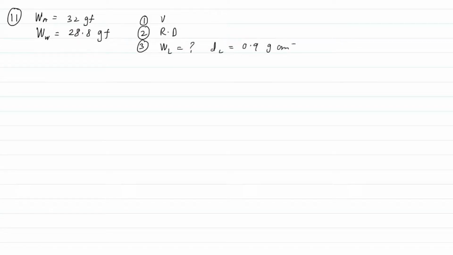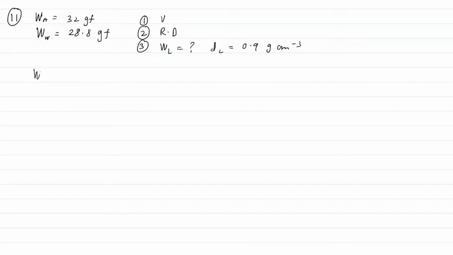Weight in air is 32 gram force. Weight in water is 28.8 gram force. So they're asking us for the volume of liquid. So following things are asked: volume, then relative density, and the third thing is how much will it weigh in a liquid. So if you call this as WL, and they have given the density of the liquid also as 0.9 gram per centimeter cube. Fine. So let us find the volume first.